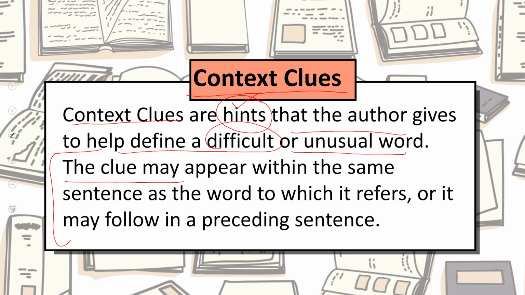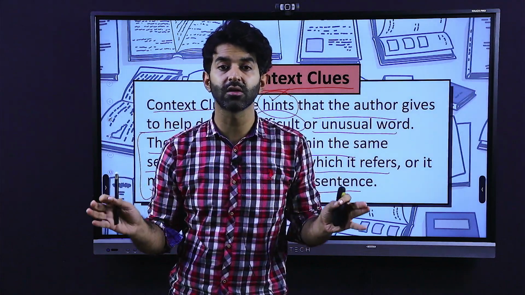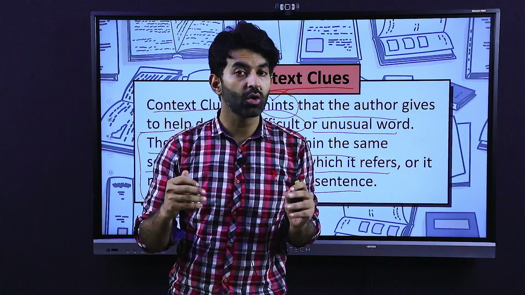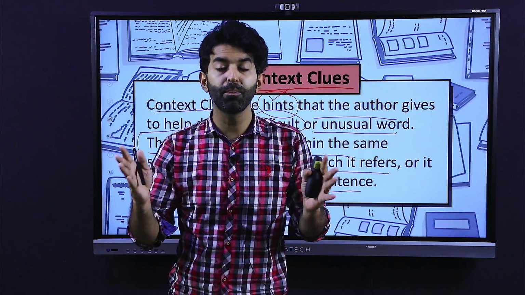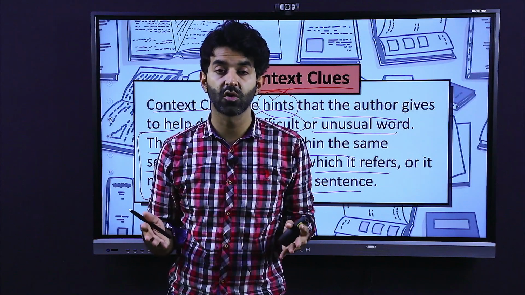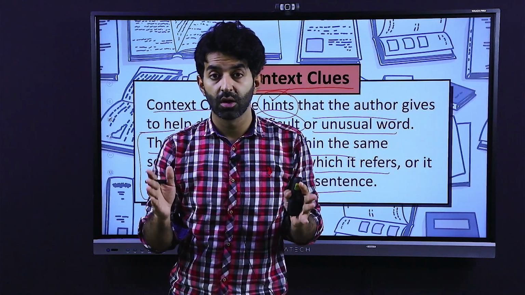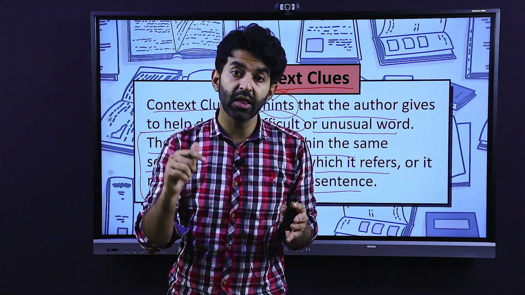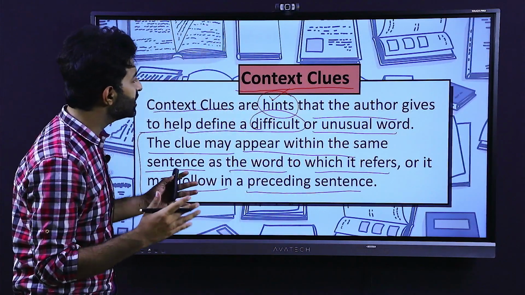The clue may appear within the same sentence as the word to which it refers, or it may follow in a preceding sentence. It means that you can find the hint, the context clue, in the same sentence if you look closely, or you can also find it in the next sentence after that. Or maybe you can read the whole passage or the paragraph or the text and reach the meaning of that word. But mostly you can find the context clue in the same sentence or in the next one, most probably. All right, so these are our context clues.